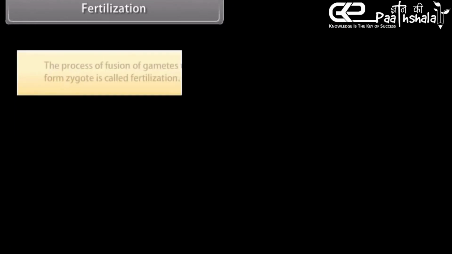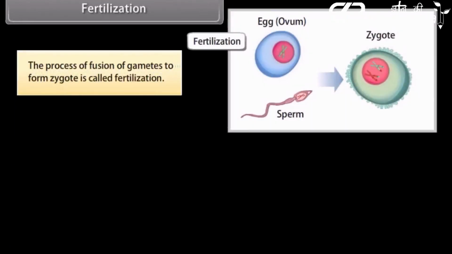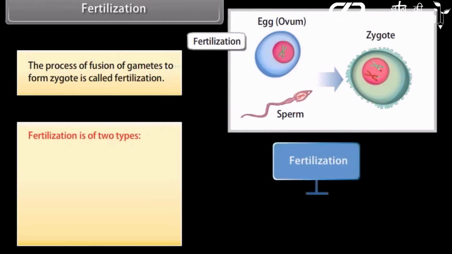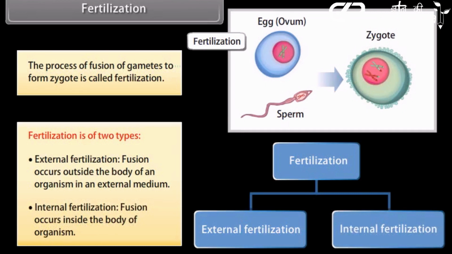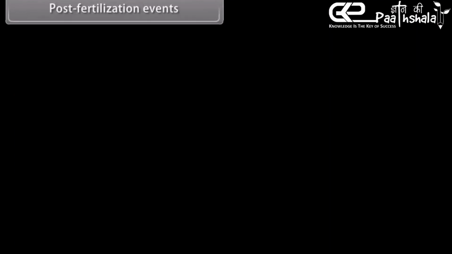Fertilization. The process of fusion of gametes to form zygote is called fertilization. Fertilization is of two types. External fertilization. Fusion occurs outside the body of an organism in an external medium. Internal fertilization. Fusion occurs inside the body of organism.